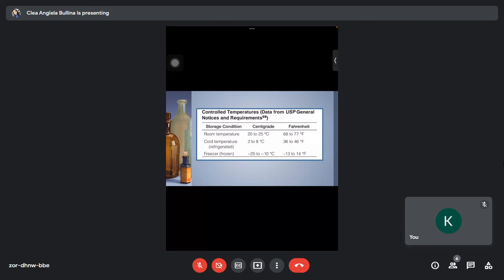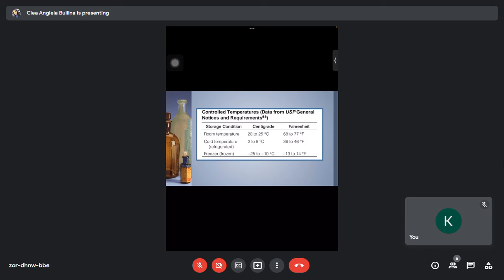If the product must be frozen, then therefore, ang kanyang temperature in degrees centigrade should be negative 25 to negative 10 degrees Celsius, or that would be negative 13 to 14 degrees Fahrenheit. Okay? So, yung temperature monitoring natin, yung mga compounding, if magko-compound tayo ng sterile preparations or storage ng sterile products, it must be in any controlled room temperature, meaning between 20 to 25 degrees Celsius.